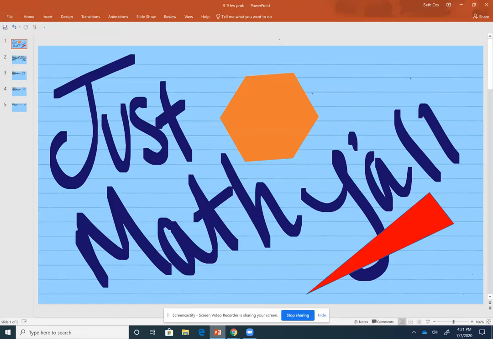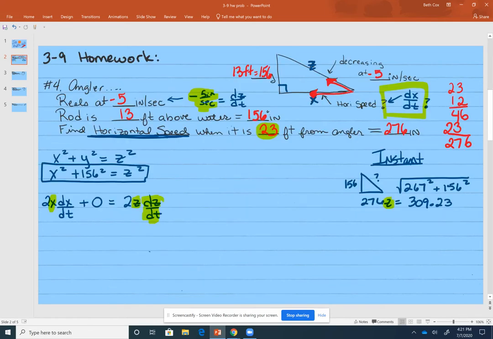Okay guys, we're back. We're going to be finishing up this homework problem. So I started you out on the first one. Hopefully you got to finish. But now we're going to look at what happens instantaneously. So we take the derivative and we've got three variables that we need. We need x, we need z, and we need dz dt. Okay, so now let's go look and see what we have.